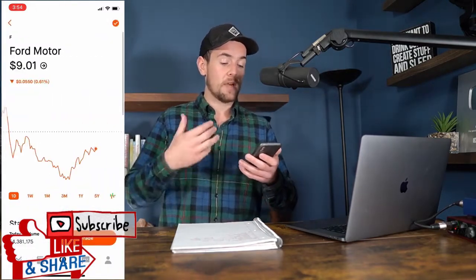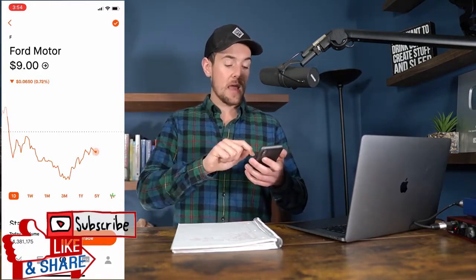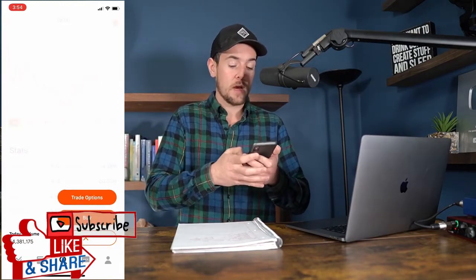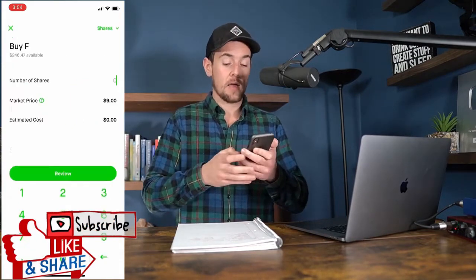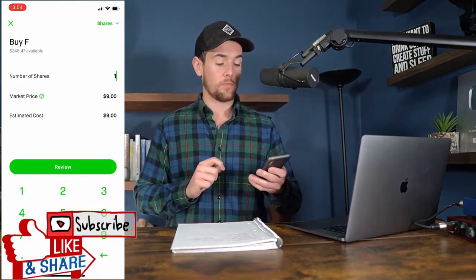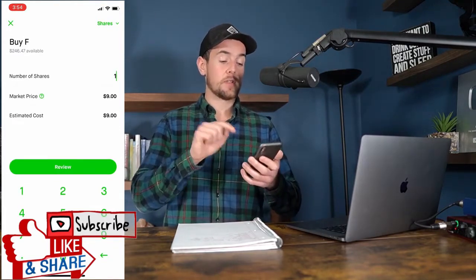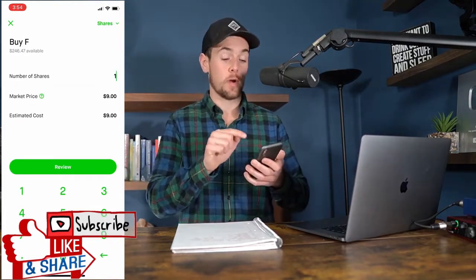So if we click on that, we can see that Ford is currently trading at $9.01 per share. And so now if I want to buy 1 share of Ford, all I'm going to do is click on the trade button and click buy. So I'm just going to buy 1 share of Ford for demonstration purposes. So this is where you decide how many shares you actually want to purchase.